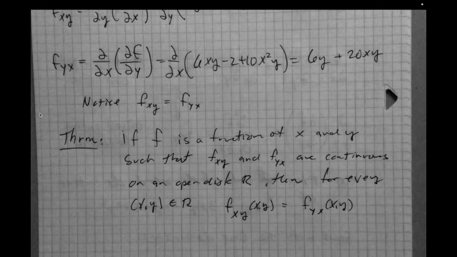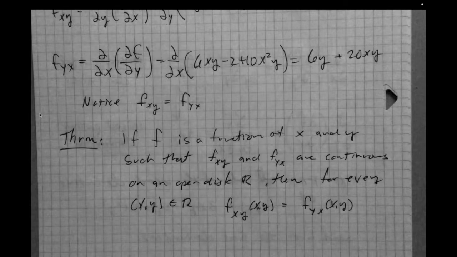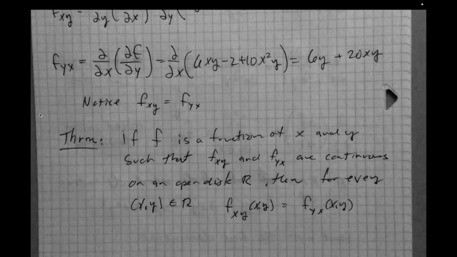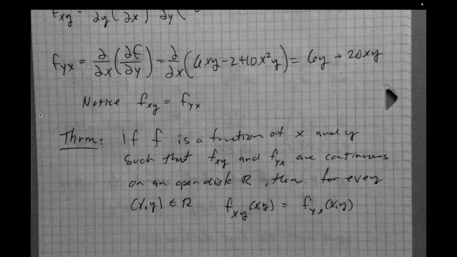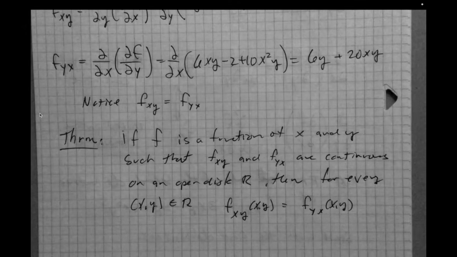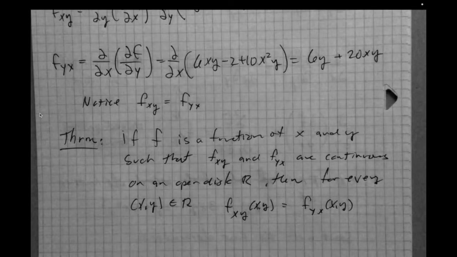Now, first of all, the second derivatives have to exist, and they have to be continuous on the open disk R. If there's a lack of continuity, or some other issues that happen inside this open disk, all bets are off. But if the functions are normal and continuous here, when I say normal, you know what I mean, continuous, then in general, the mixed derivatives will be equal to one another.